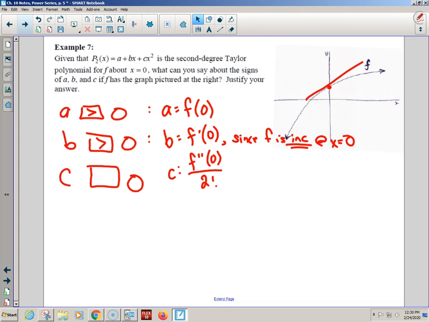How about f double prime? Negative. Why? Look at us making you review pre-calc. Anyway, CalcBC. That's a great question. You know, Taylor polynomials and increasing, decreasing, and concavity all in one fell swoop. Fun. Keep going.